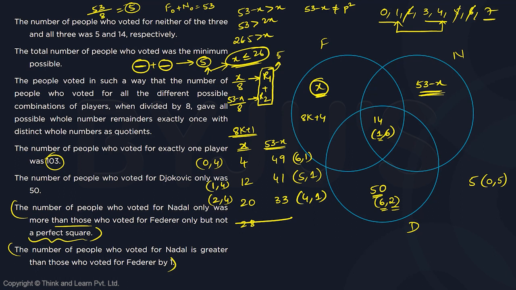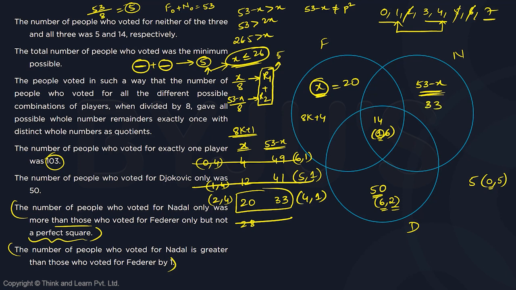And what about quotients? Quotient 1 is not possible because quotient 1 is already gone, so this is ruled out. What about quotient 2? Quotient 0 is also not possible. Why? Because 0 quotient is already here, 0 and 5. So we have only one possibility. X should be 20. This therefore will become 33.